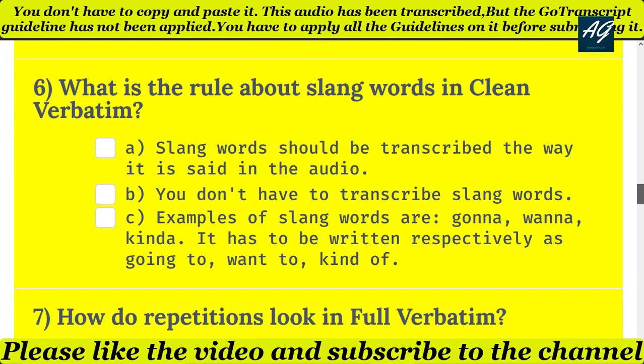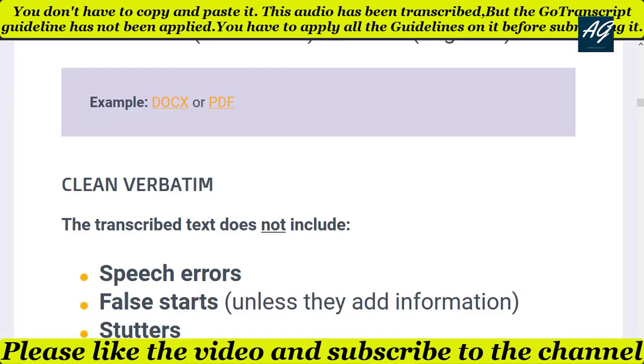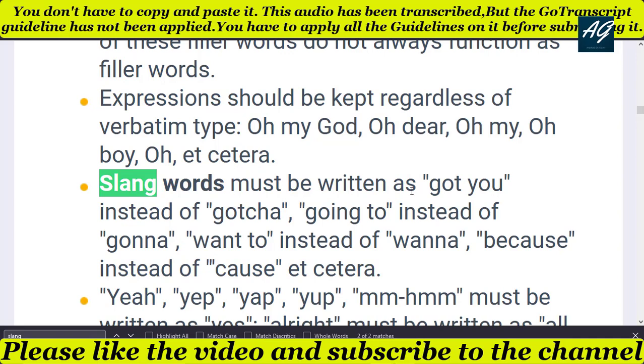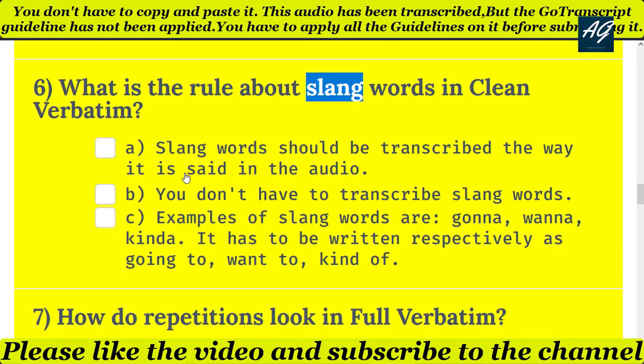Let's move to the sixth question. What is the rule about slang words in clean verbatim? If you have any doubt related to this, simply check the transcription guideline, and here is the slang word rule. Slang words must be written as got you instead of gotcha, going to instead of gonna, went to instead of wanna, because instead of cause, etc. So this is the rule of slang words in the clean verbatim section. So slang words should be transcribed this way. This option is false. This one is also false. This C option is the correct option. Examples of slang words are gonna, wanna, which are written respectively as going to, went to, and kinda. So the sixth question answer is C.